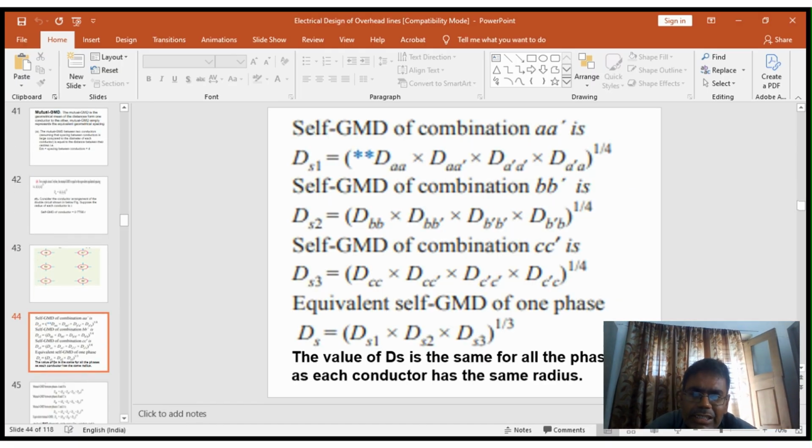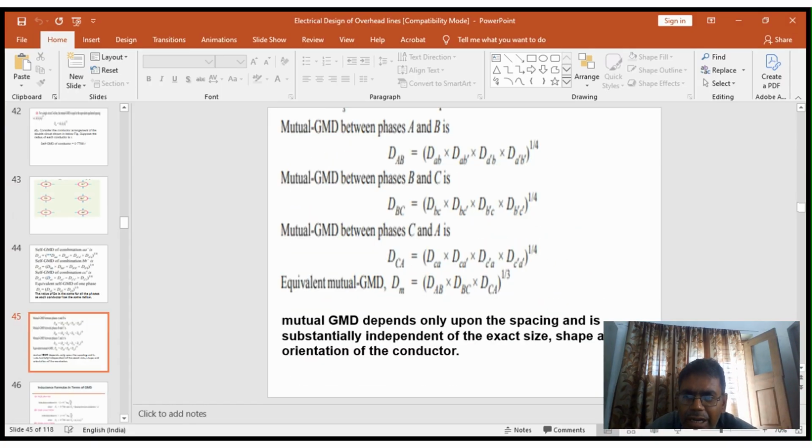By using these conditions, we take the self GMD of phases A and A dash as Ds1, the self GMD of phases B and B dash as Ds2, and the self GMD of phases C and C dash as Ds3. The equivalent self GMD of one phase Ds is equal to Ds1, Ds2 and Ds3 whole power 1 by 3. Then Ds is the same for all three phases. Similarly, we calculate the mutual GMD for the double circuit line. DAB is equal to DAB into DAB dash and DA dash B and DA dash B dash whole power 1 by 4.